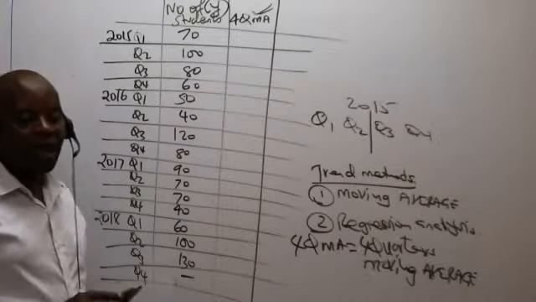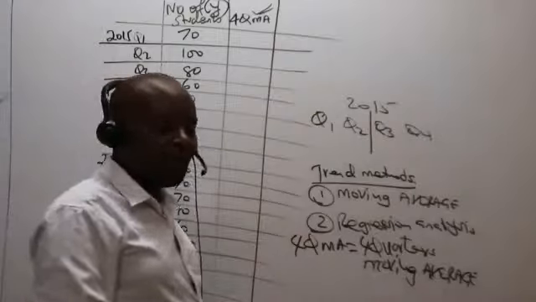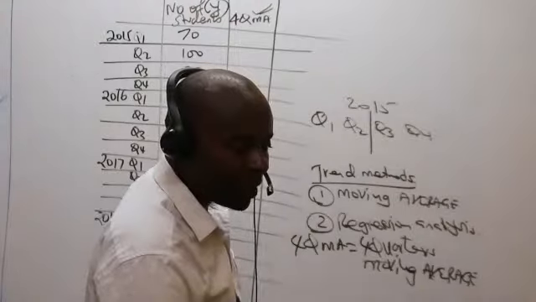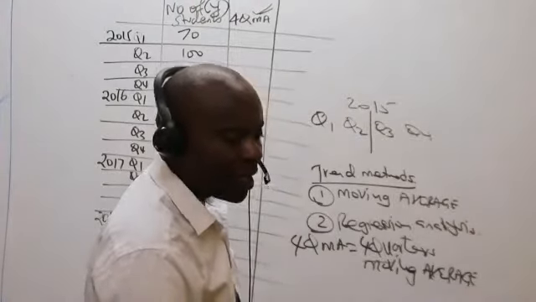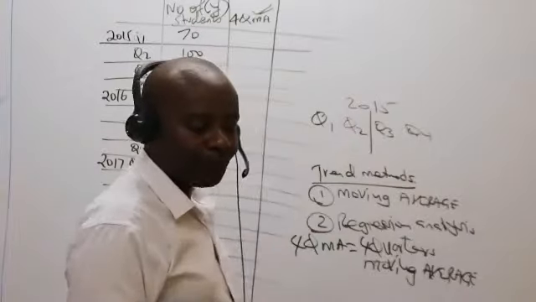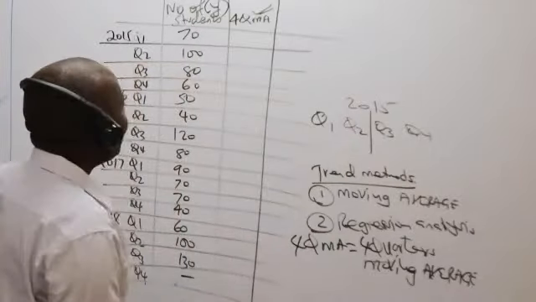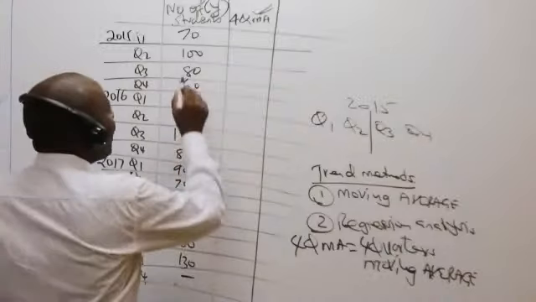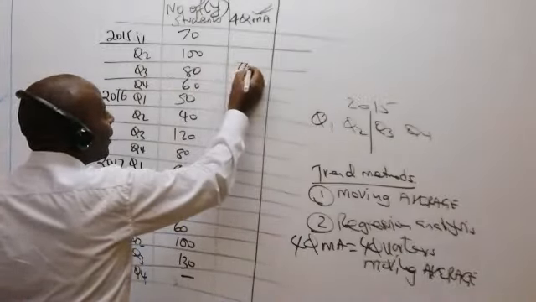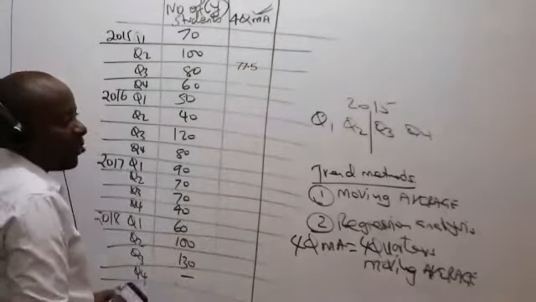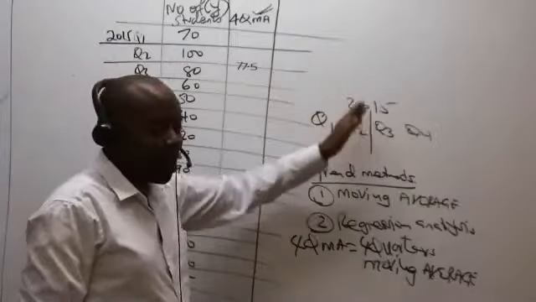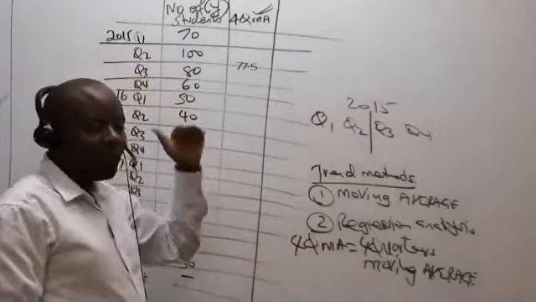That figure is supposed to be very representative. And ladies and gentlemen, it can only be said to be very representative if it is centralized. So we are saying that this 77.5, come and write it on top of the line that is in between quarter 2 and quarter 3, because it has to be central.